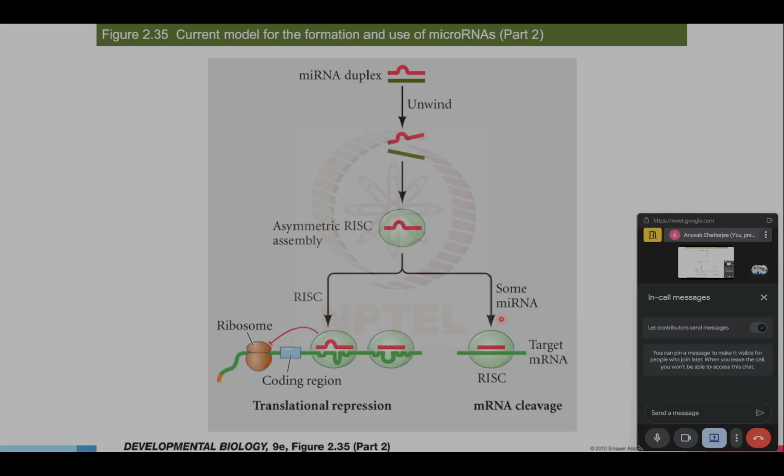But in some cases there is complete complementarity, so there are no loops to show that, and if mRNA binds something like this to the RISC complex, then it causes a cleavage of the mRNA. So in both cases, if a microRNA binds, as we saw last time, it will either cause repression of translation or direct cleavage of the mRNA, preventing any further translation.